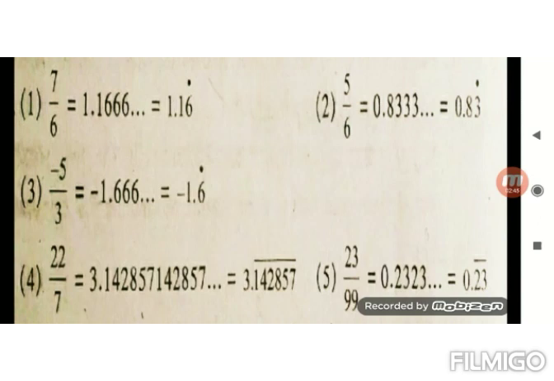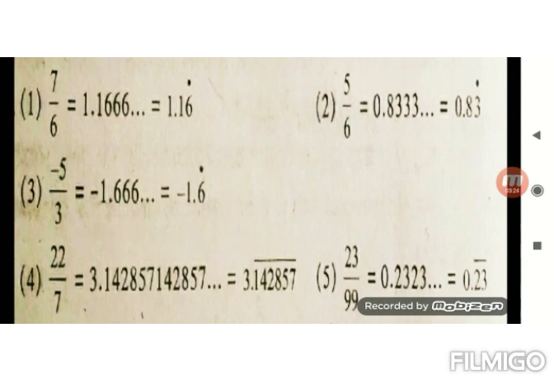Now let us observe some more examples of non-terminating decimal forms. That is 7 upon 6. We get the answer as 1.6666 and here the digit 6 is repeating. 5 upon 6, the answer is 0.8333. Here the number 3 is repeating. Minus 5 upon 3, here the answer is minus 1.6666 and here the digit 6 is repeating.